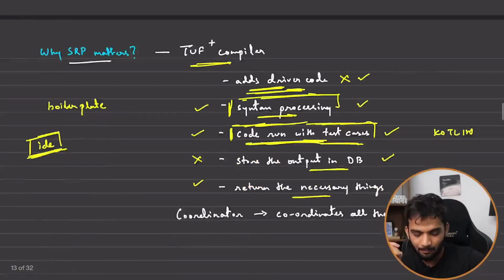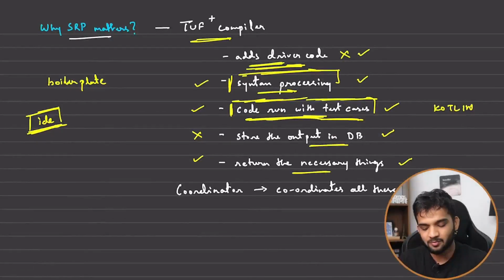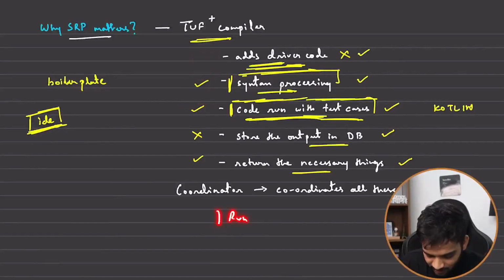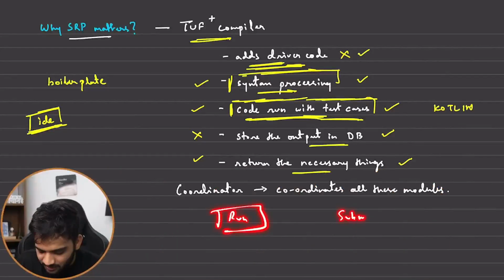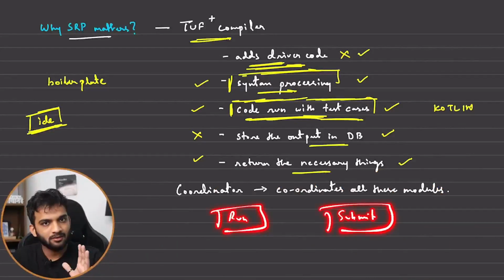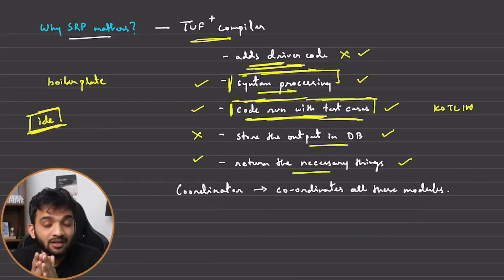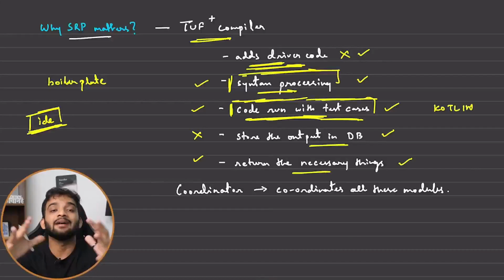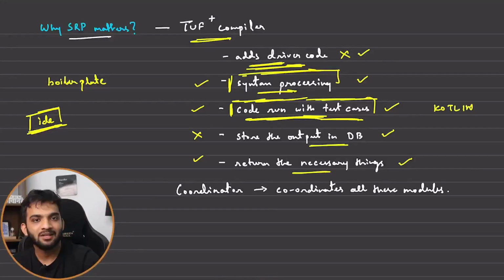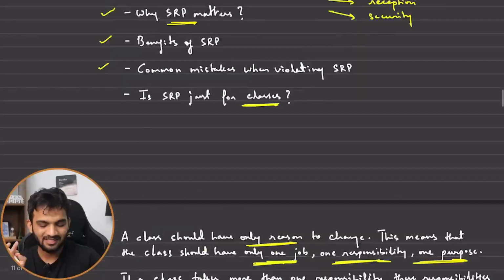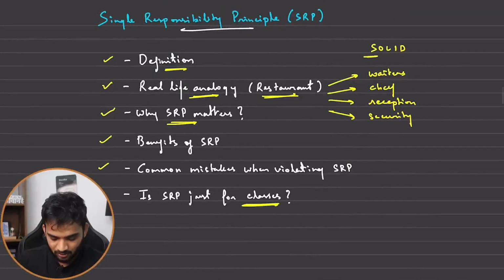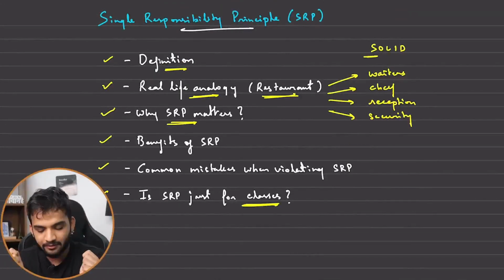Like in the TUF plus compiler, I defined responsibility at very granular levels. You could have said that, hey, run is a responsibility. Hey, submit is a responsibility. This is something that is defined developer to developer, depending on your use case and your product and your code size. So keep that in mind and decide accordingly. So that was about the single responsibility principle. That was the first one.